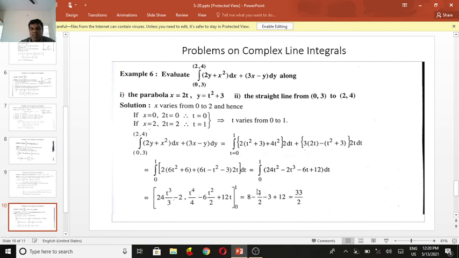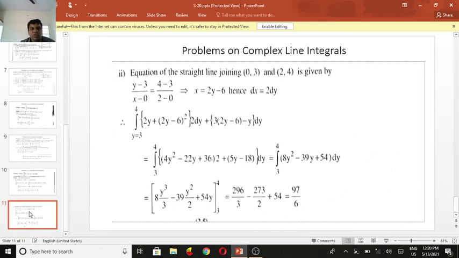Again start integrating: 24 times the integral of t² becomes t³ by 3, minus 2t⁴ by 4, minus 6t² by 2, plus 12t. So replace t by 1, then we get the value equal to 8 minus 1 by 2 minus 3 plus 12. Finally we get 33 by 2.